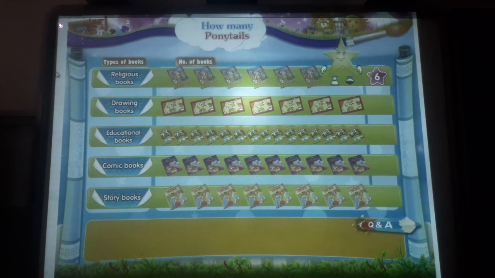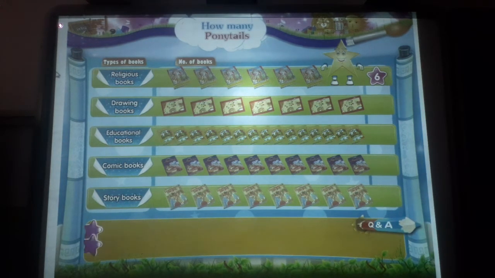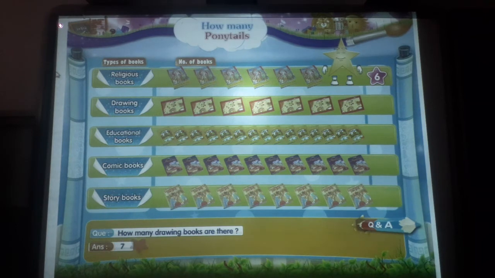Now, Starry, tell me which type of books are least in number. Yes, religious books are least in number. They are only 6. Other type of books are more in number. How many drawing books are there? Yes, Starry, there are 7 drawing books.